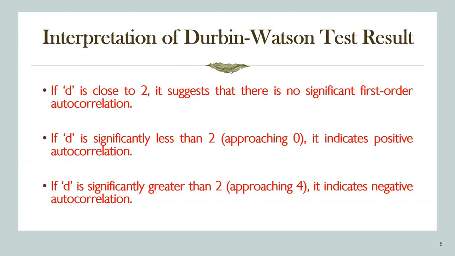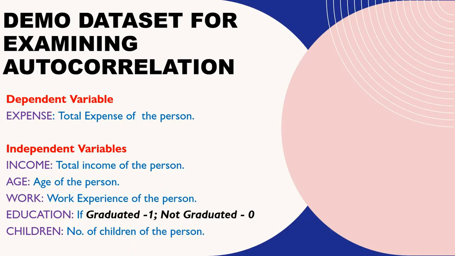Interpretation of Durbin-Watson test result. If d is close to 2, we conclude that there is no significant first order autocorrelation. If d is significantly less than 2, approaching 0, then there is positive autocorrelation. And if d is significantly greater than 2, approaching 4, then it indicates negative autocorrelation.